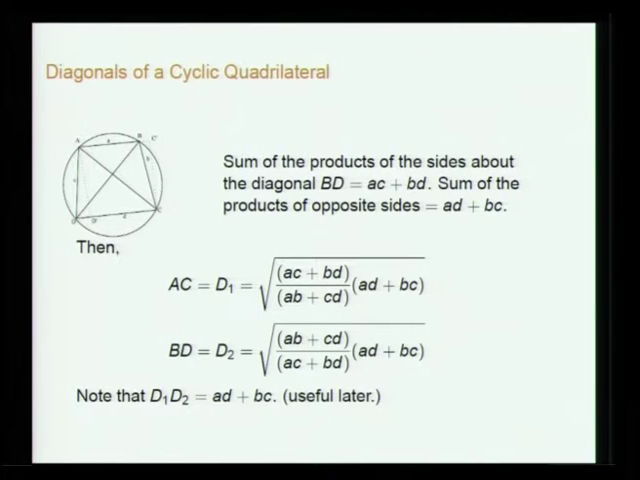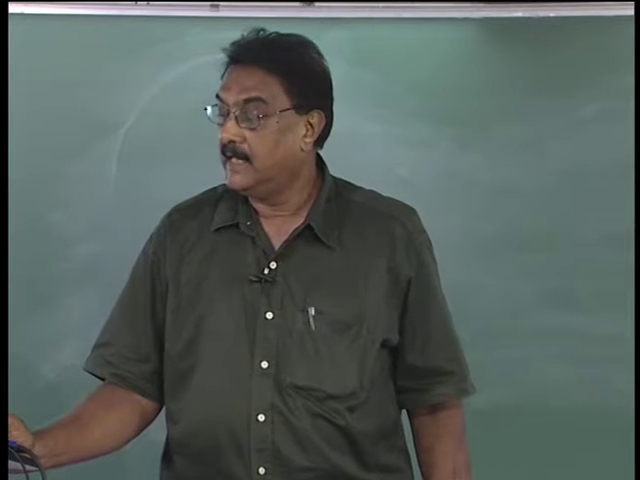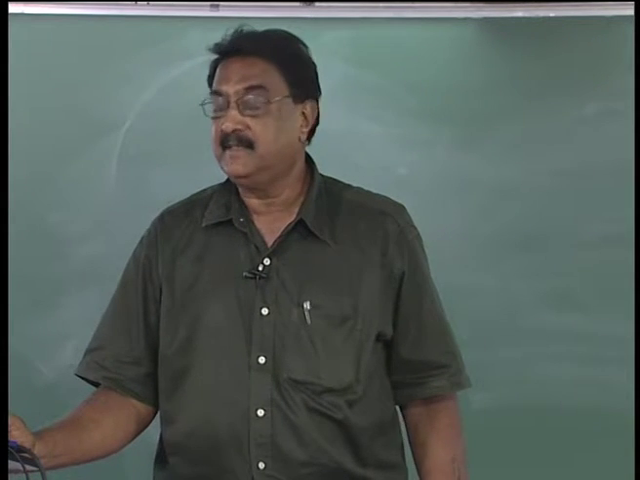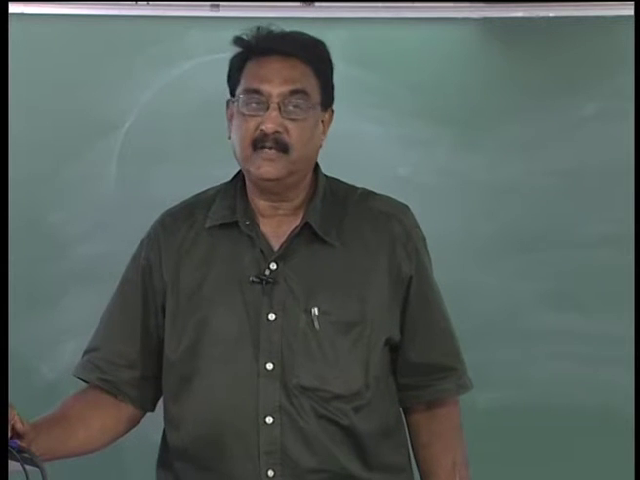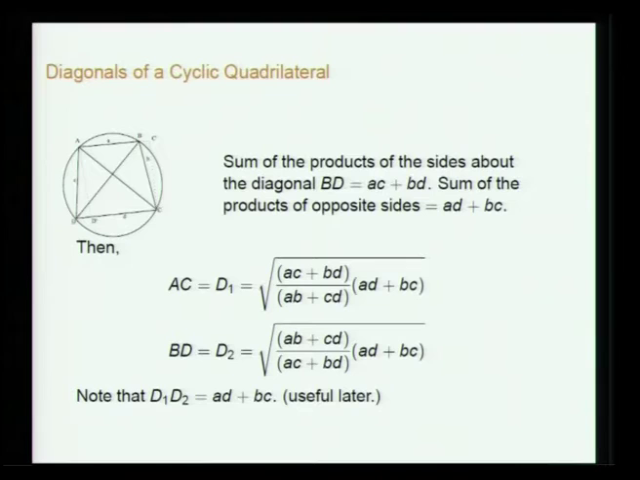This is the first time that the diagonals of a cyclic quadrilateral individually have been given, and it came to be discovered much later, around 17th century or so in Europe. Earlier they had only Ptolemy's result, the product of the diagonals, not the individual diagonals. So, the individual diagonals are given by Brahmagupta for the first time.